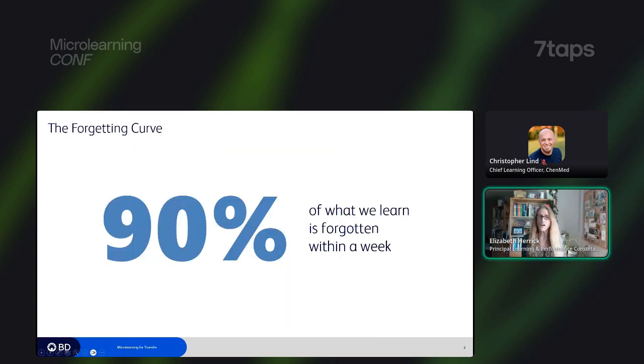So we know that 90% of what we learn is quickly forgotten. It's a human survival technique. Our brains purge what we don't use. It's truly a use it or lose it situation. And if we can't remember it, we can't use it on the job. And that's the goal of most of our learning events.